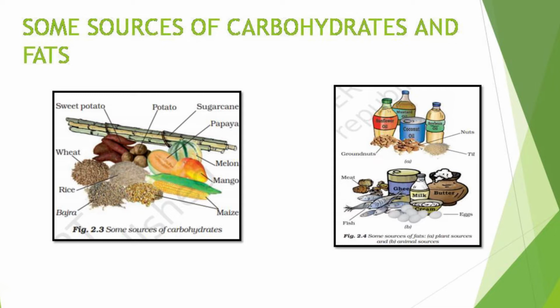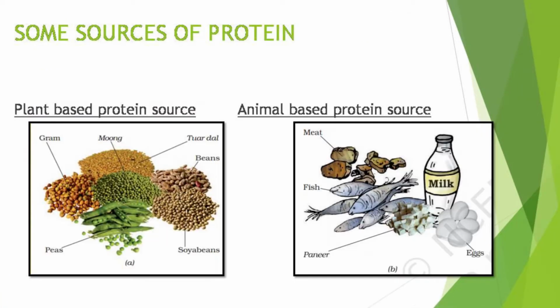Now look at the slide. We will show some sources of carbohydrates and fats. These are the combined sources of plant sources and animal sources. On this slide, we show the plant sources of carbohydrate like melon, mango, sugarcane, papaya, potato, sweet potato, rice, bajra and so many things. And the plant sources of fats are groundnut, til, sunflower oil, coconut oil and so many things. And the animal products of fats are milk, meat, fish, eggs, etc.